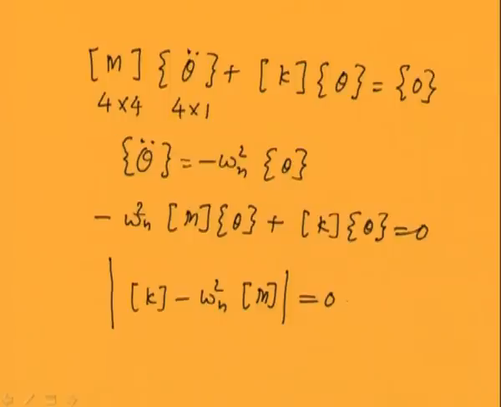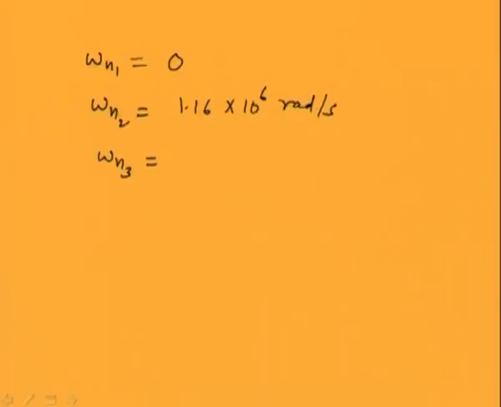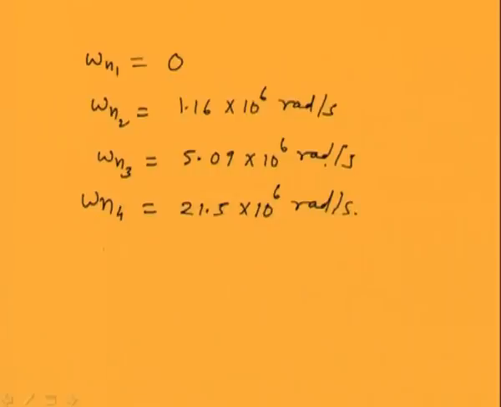equal to 0, we will get a polynomial in terms of omega n, and if we solve this polynomial, we will get the roots of omega n. First is 0, because this is a free end. Second will be 1.16 10⁻⁶ radians per second, third natural frequency would be 5.09 10⁻⁶ radian per second, and fourth natural frequency would be 21.5 10⁻⁶ radians per second.